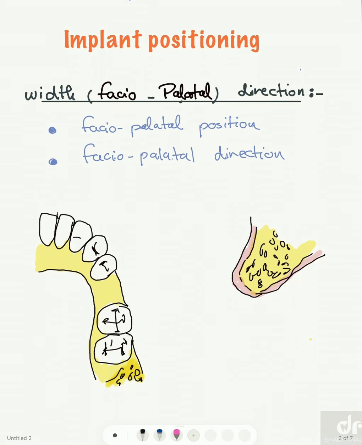Today we are going to talk about the width, the faciopalatal direction. Last video we talked about direction X, which is the mesiodistal direction. It means buccolingual, or from anterior to posterior. Let's say buccolingual, or faciopalatal.